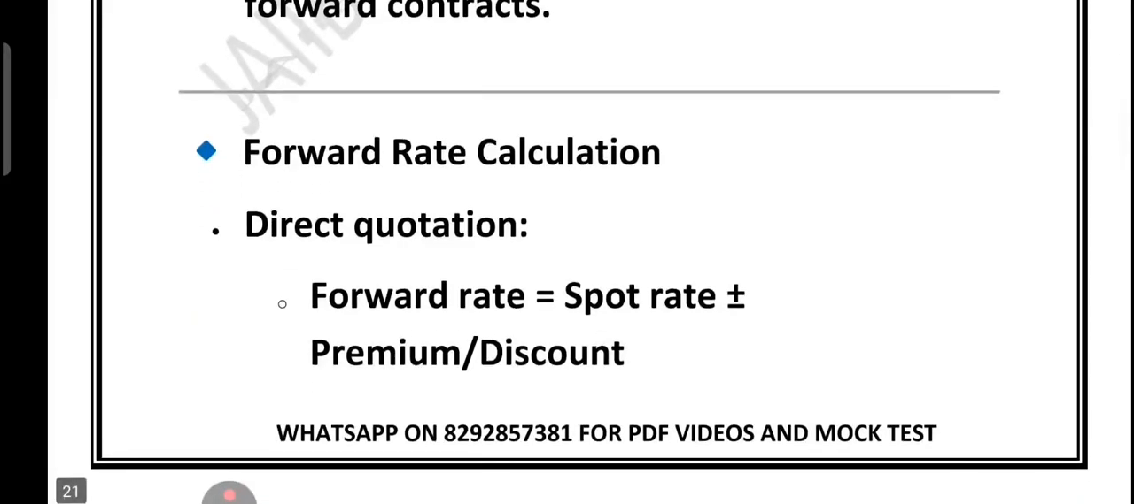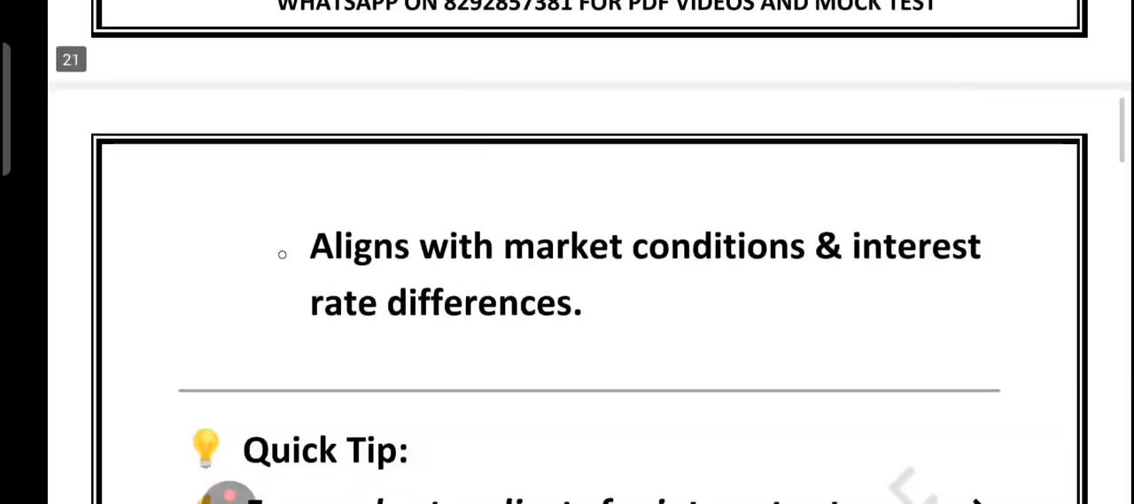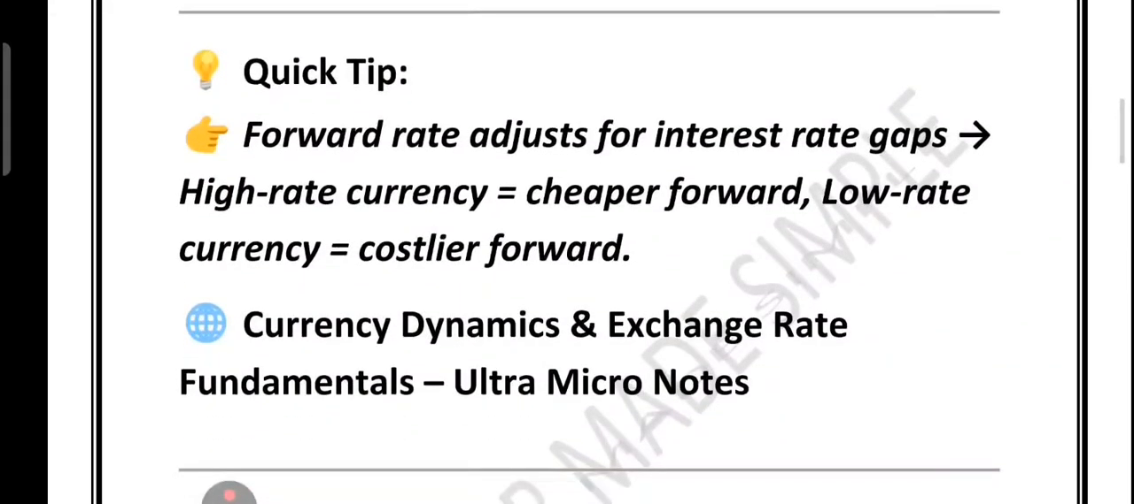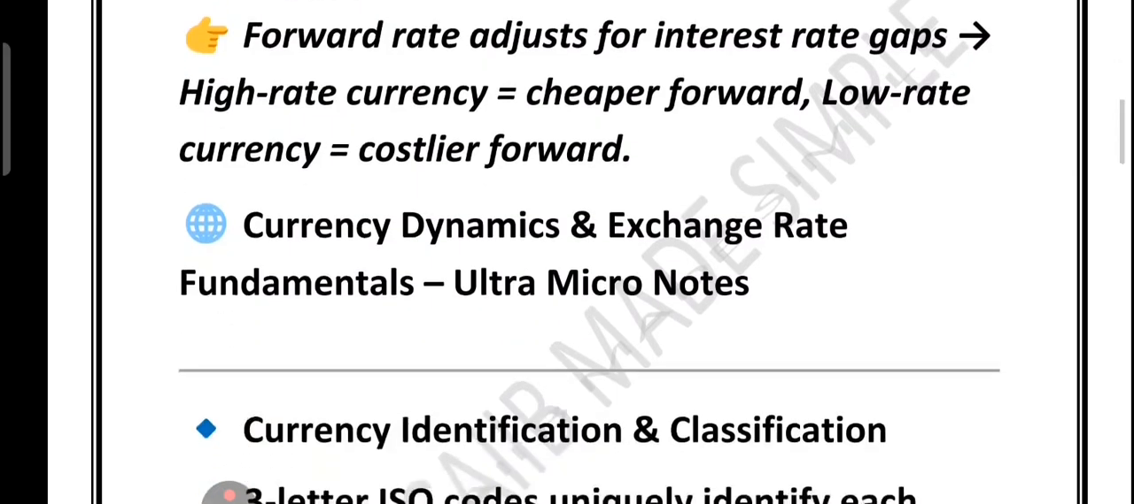How do we compute the forward rate? It is very simple. If we have the direct quotation, we just take the spot rate. If it is premium, just add it. If it is discount, just subtract it. And that is how you will get the forward rate. And if it is an indirect quotation, then you have to do the opposite. So remember, the forward rate adjusts for the interest rate gap. Higher rate currency, cheaper forward. Low rate currency, costlier forward.